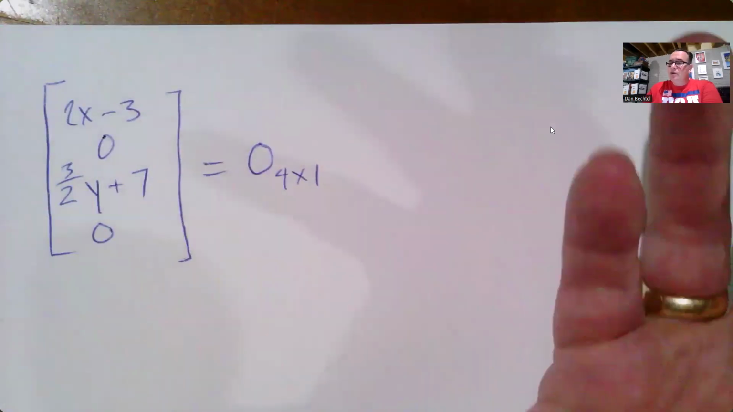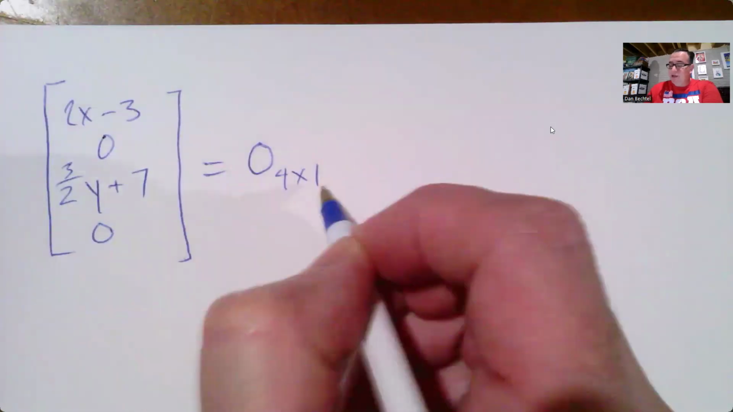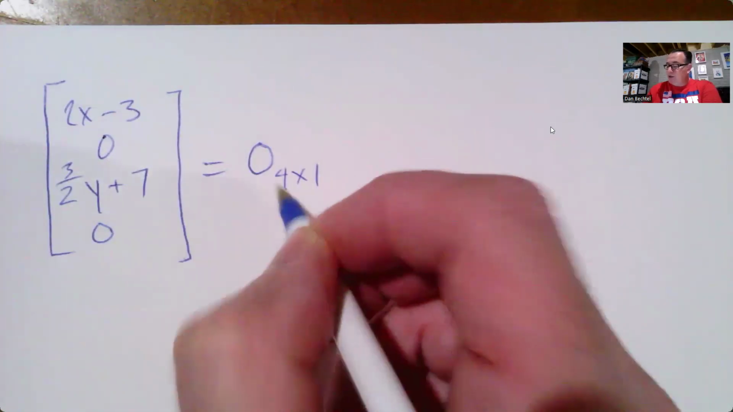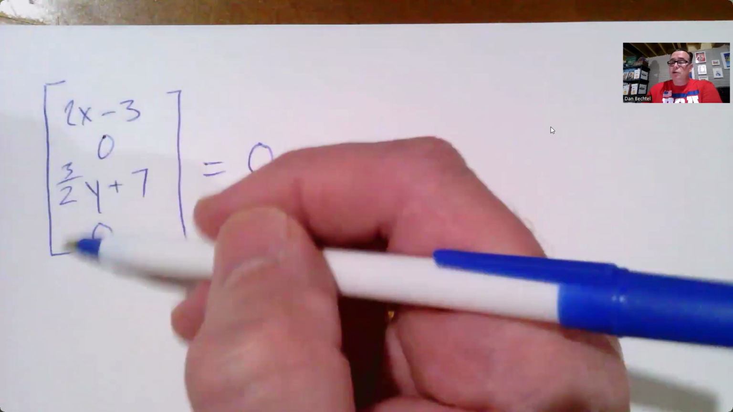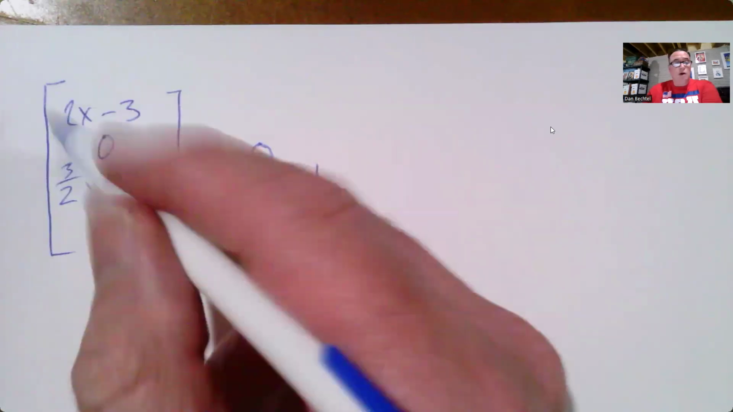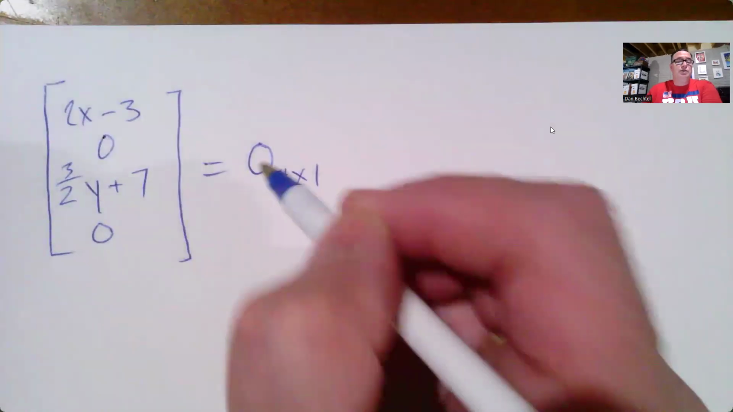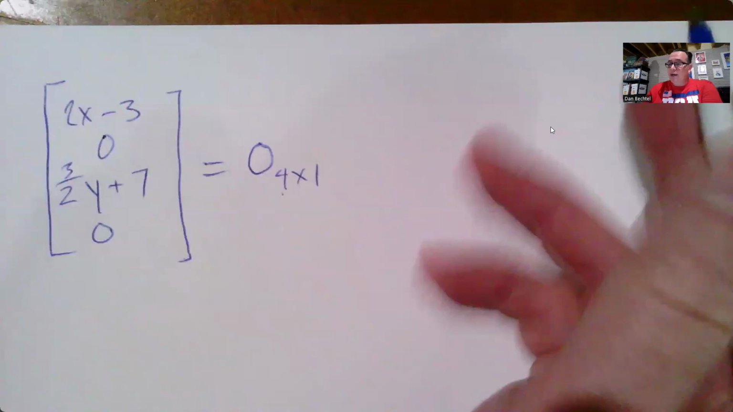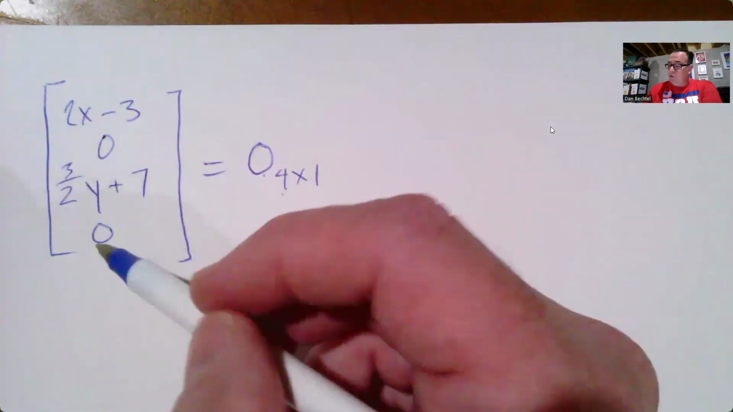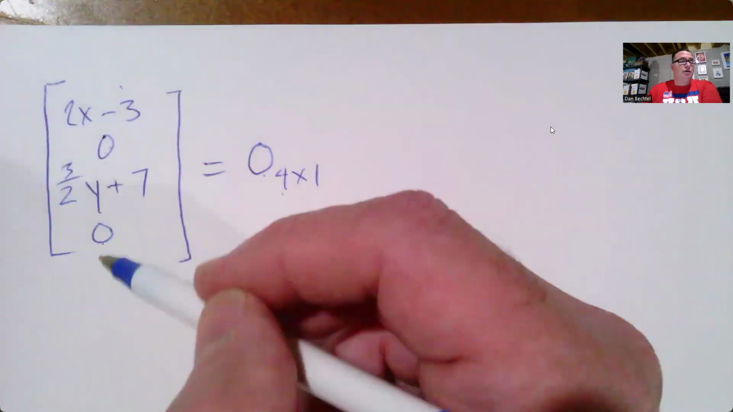Well, here's a couple things that I want to be able to pull from something like this. First off, when we're talking about the dimensions of a matrix, that first number is how tall it is, or how many rows we have. And that second one is how many columns we have. So this is a 4 by 1 matrix, and it's set equal to a 0 matrix. Remember, 0 matrix means every single element is 0. So if I've got 4 elements here, 2 of them are 0, those are already set.